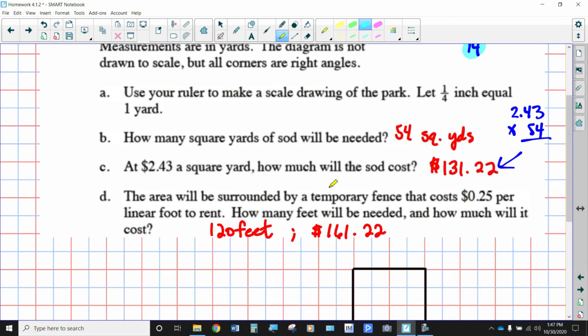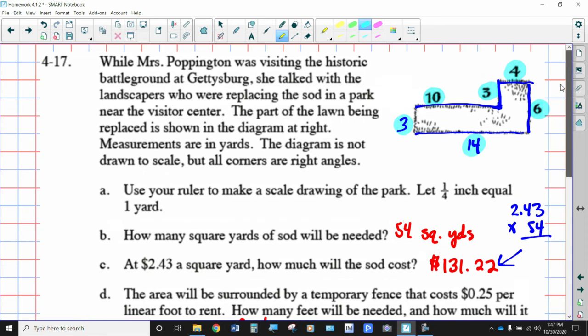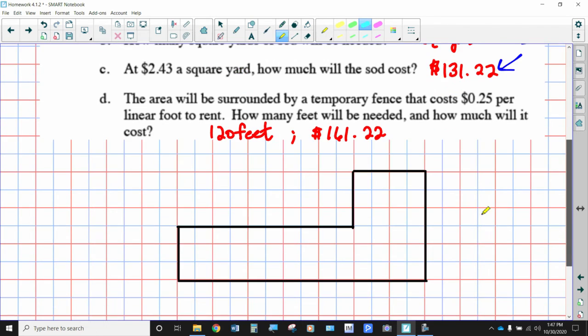The area will be surrounded by a temporary fence. Are these yards? Are they yards? Oh, yes, those are yards. And so while it's 40 yards, since there's 3 feet in every yard, 40 yards times 3 gives you a total of 120 feet. So now we're going to multiply 120 times 25 cents, and I'll use my calculator.